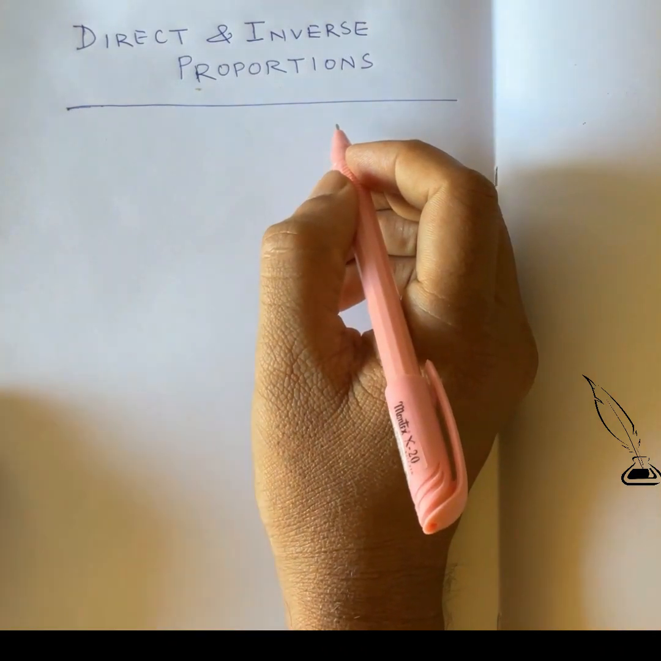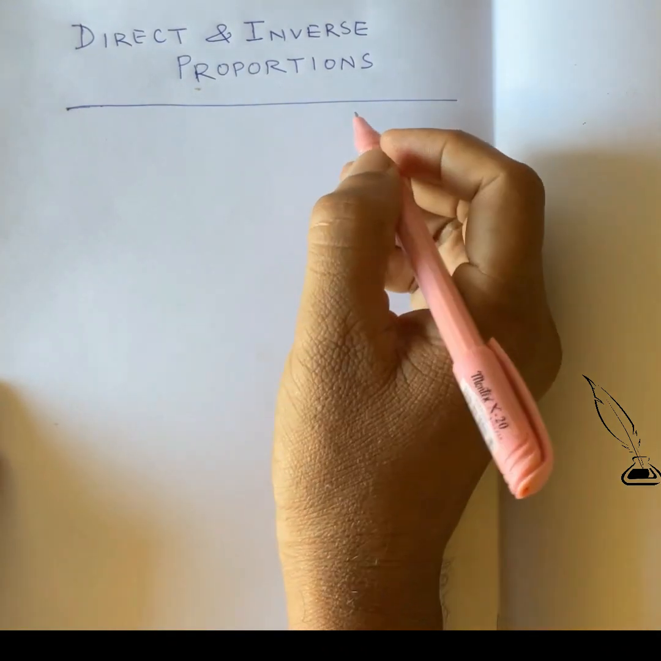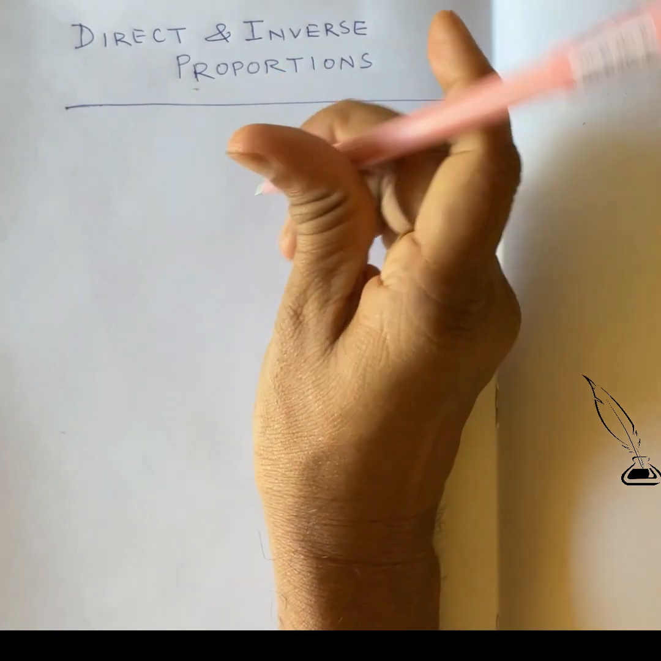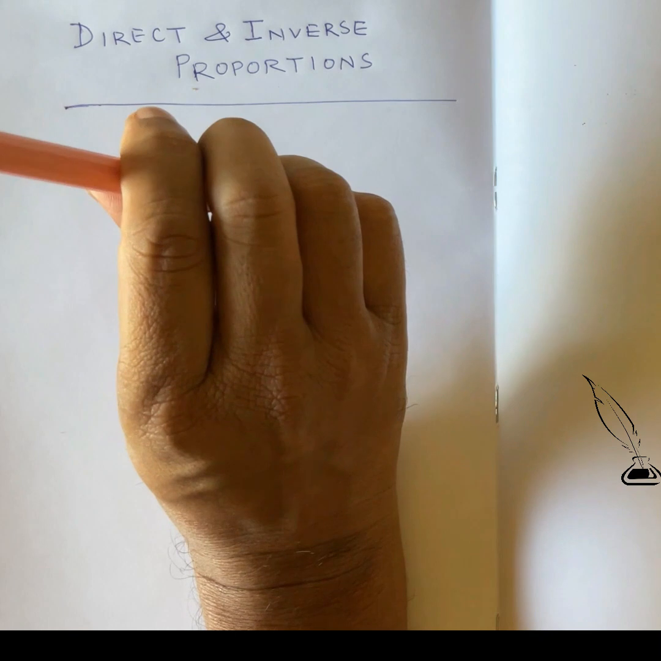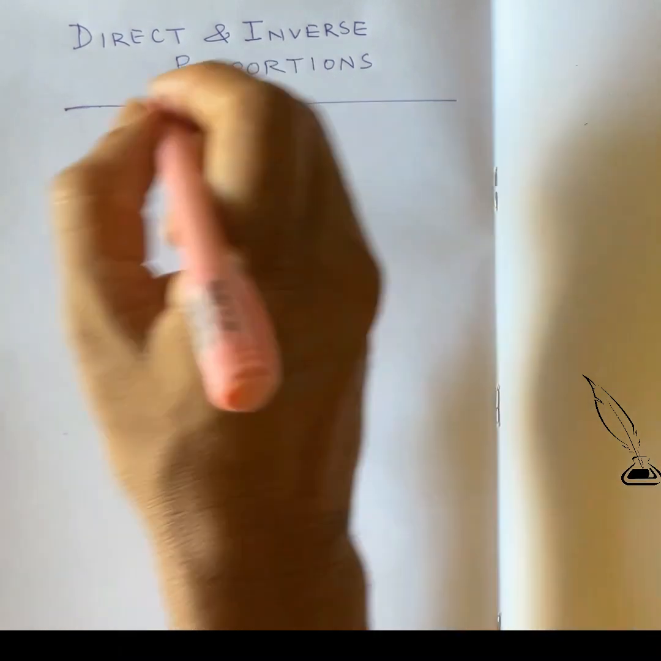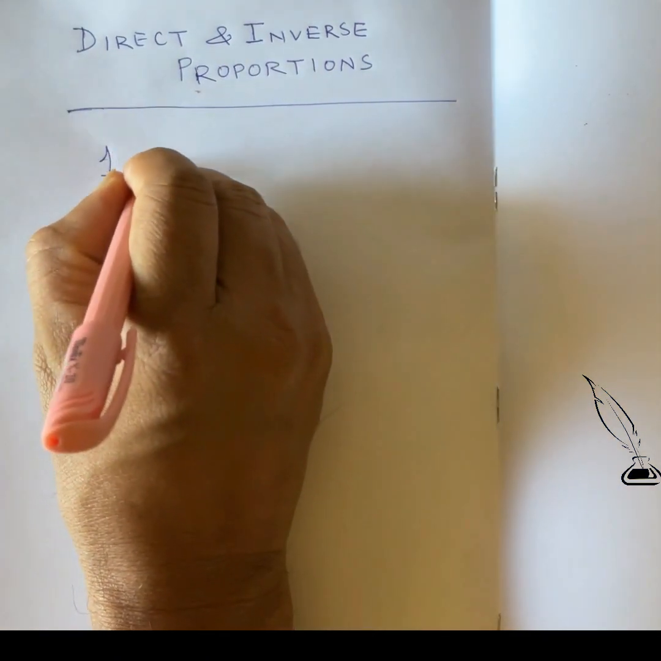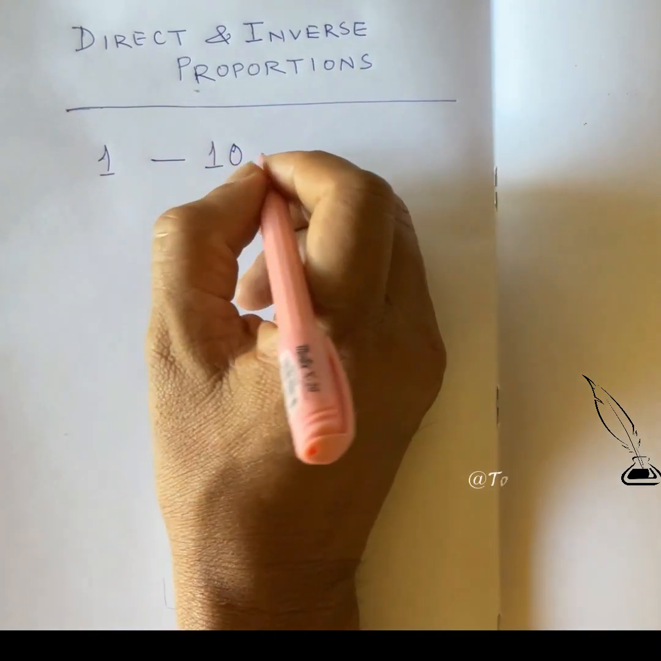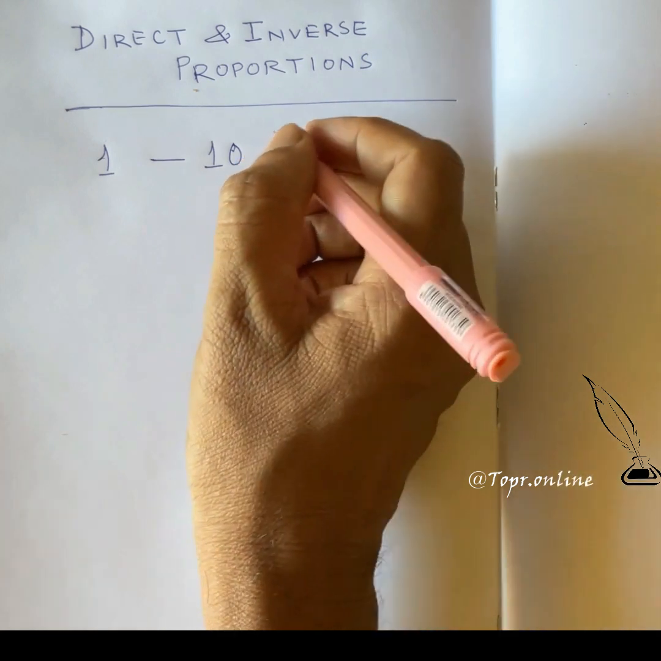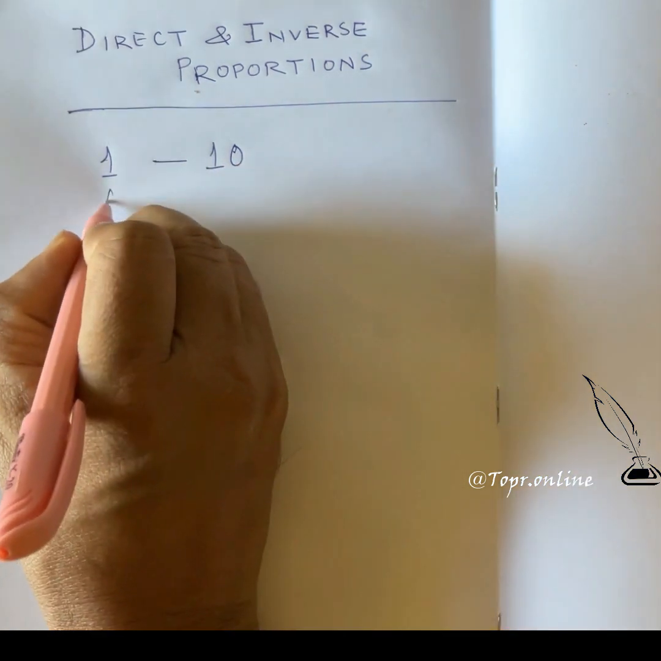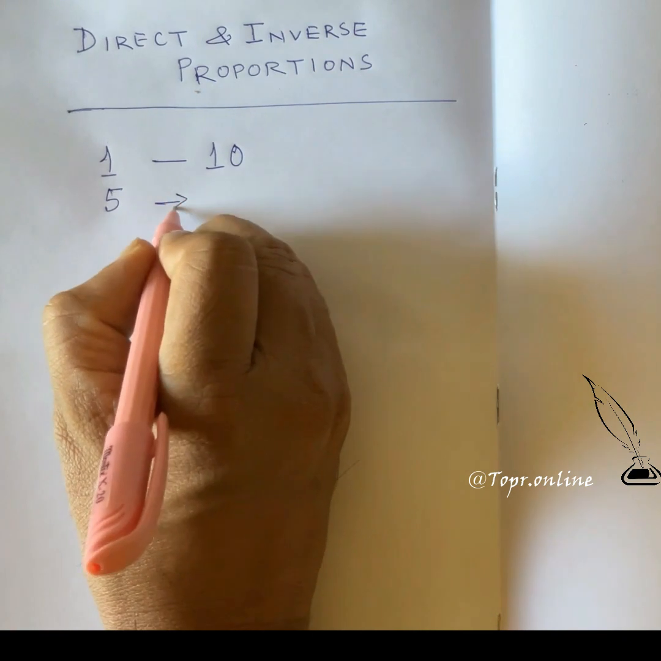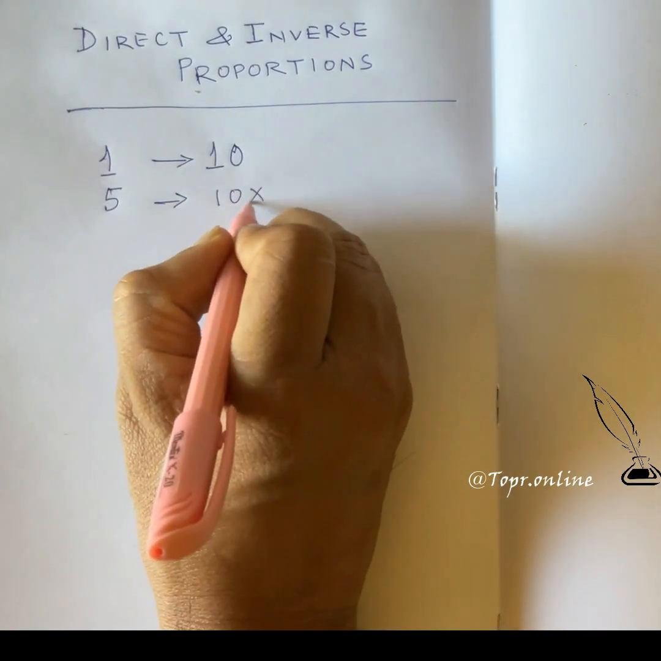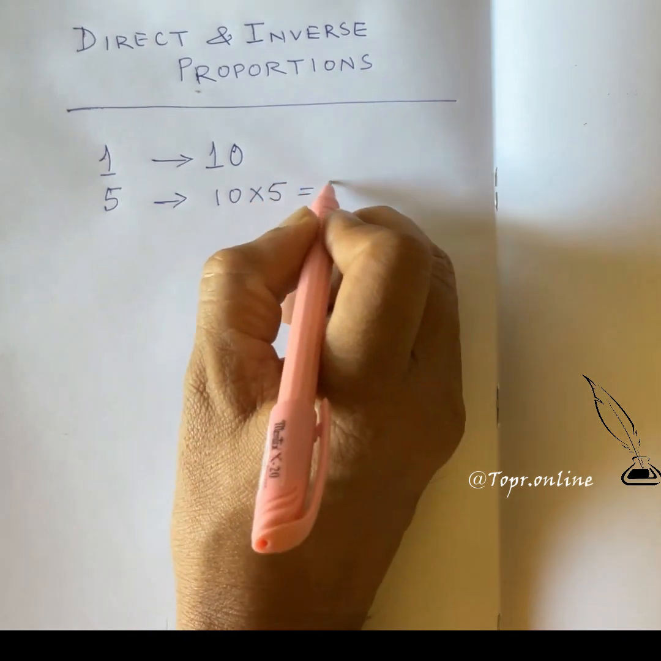So in direct and inverse proportions, let's take one example. Say this is one pen, and this pen costs, say, 10 rupees. Now 5 pens, how much do they cost? We know that it is 10 into 5, which is 50 rupees.